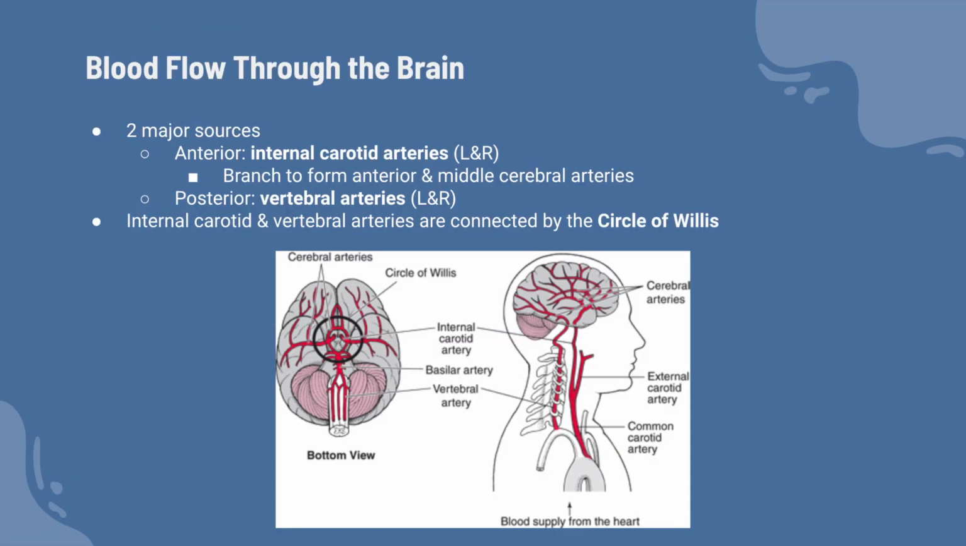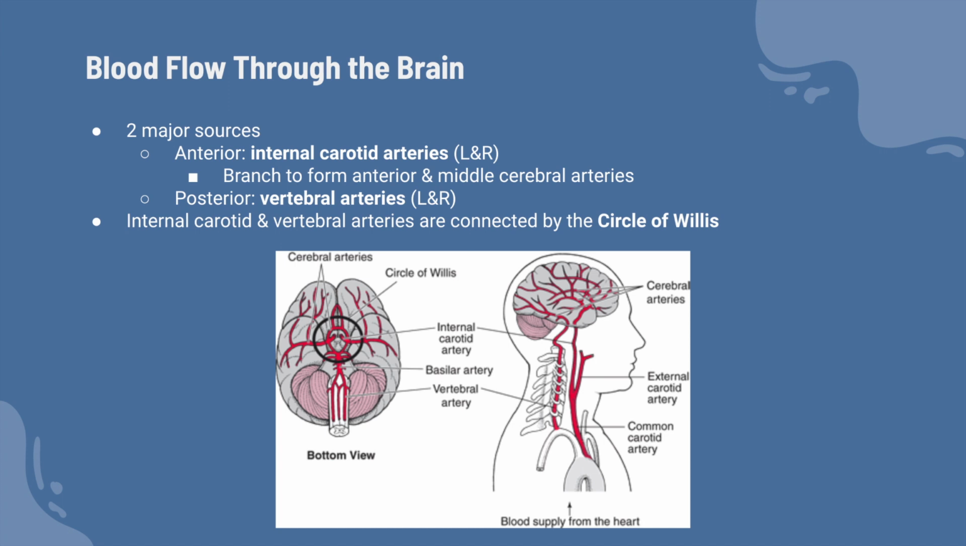So there are two major sources from which blood enters the brain. Anteriorly, we have the internal carotid arteries, left and right, and posteriorly, we have the vertebral arteries, also left and right. Now, in this anterior section, we have a branching to form anterior and middle cerebral arteries. On the right-hand side of this image, you can see those arteries on the cerebrum dividing throughout.